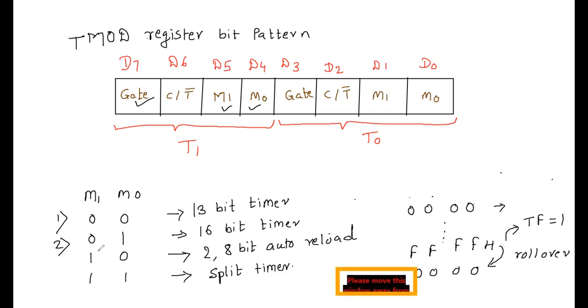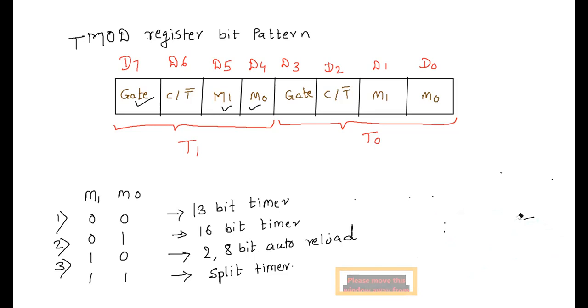Now the third mode is the 8-bit auto reload mode. This mode is popularly used for serial communication, where we need to generate a constant baud rate for a particular serial communication operation. As the name indicates, it is 8-bit auto reload. That means the MSB will hold the count that is to be downloaded into the LSB, and it will be reloaded whenever the timer resets, and the timer will be in continuous run operation.